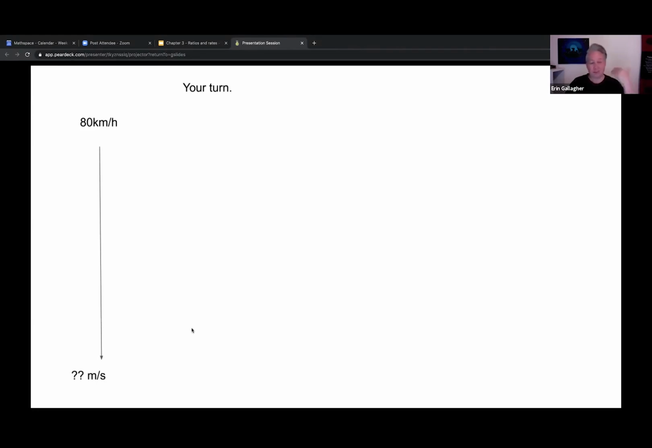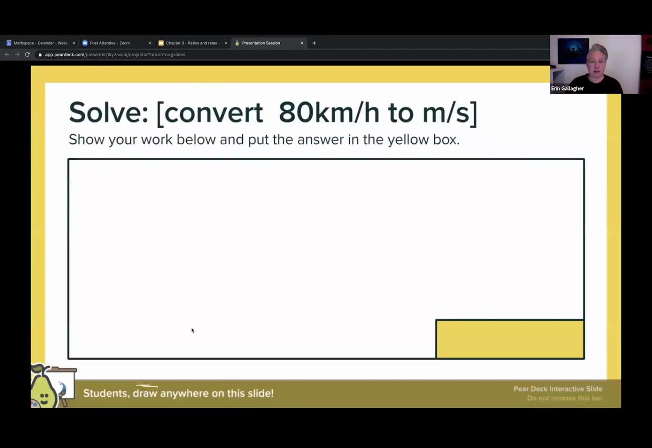You'll do a similar process to what I've just done. Or you can jump to the next slide and you can do your working on the screen and throw your final answer in the yellow box. So you can work out on the screen or just work out on the paper in front of you and throw your answer up there on the screen. We want to convert 80 kilometers an hour to meters per second.